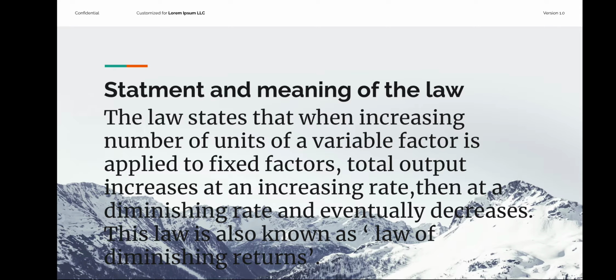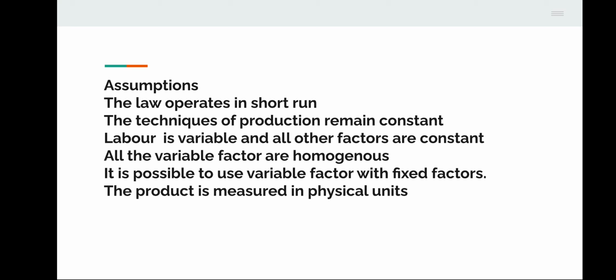Now coming to the assumptions, the law operates in the short run. The techniques of production are constant. Labor is the only variable factor, and all other factors are fixed. All units of variable factors are homogeneous, and it is possible to use variable factors with fixed factors, and the production is measured in physical units.